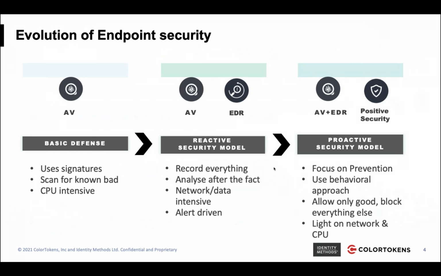The world we live in now is moving towards a proactive security model, where we have EDR, plus various other control mechanisms. We want to focus on prevention of something happening before the user is able to execute that task. We only want to allow good things, and we have to block everything else, but without diminishing the user experience. So we want it to be as light as possible on the network, and as light as possible on the CPU. That gives you an overview of how things have evolved over the last 10 to 15 years within the endpoint space.